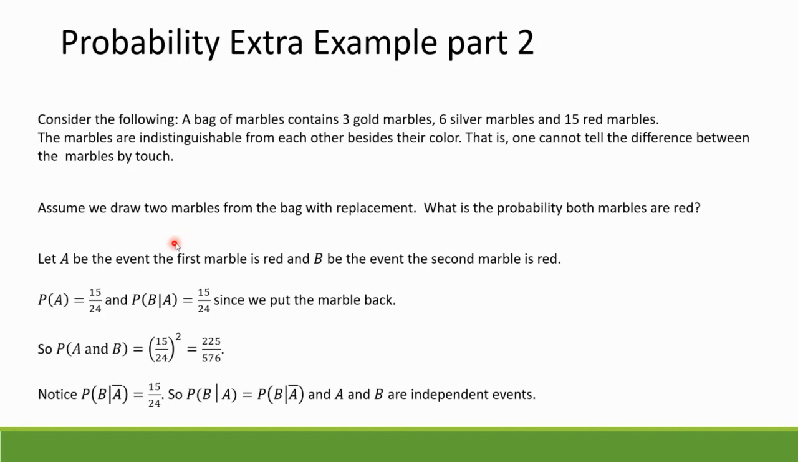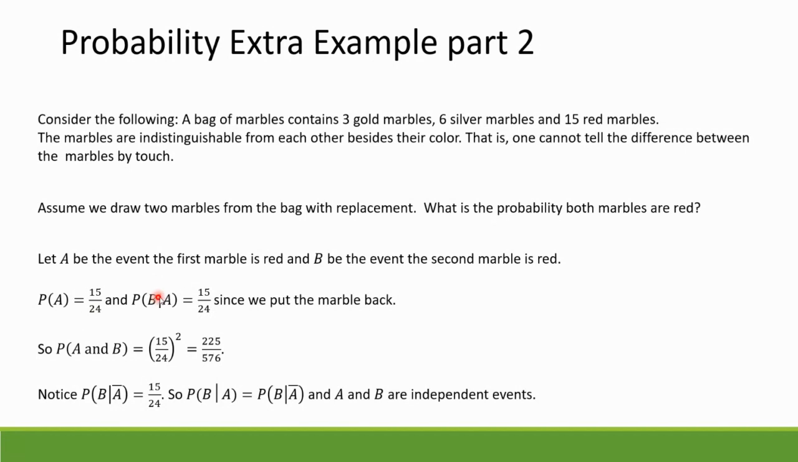Well, let's let A be the event that the first marble is red, and B the event that the second marble is red. What's the probability of A? There are 15 red marbles in the bag, and there are 24 marbles in the bag altogether. The probability of A then would be 15 out of 24.